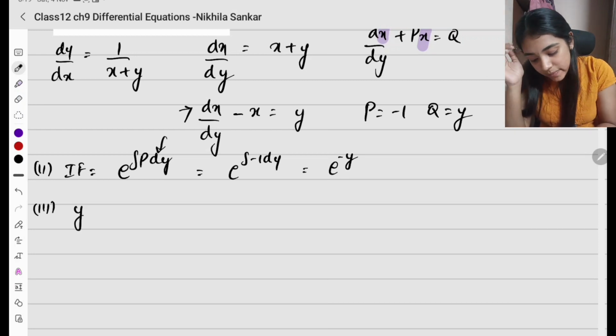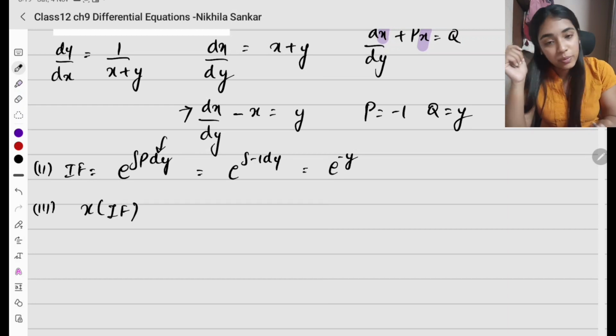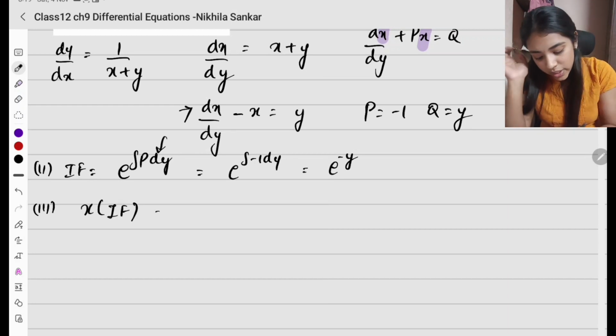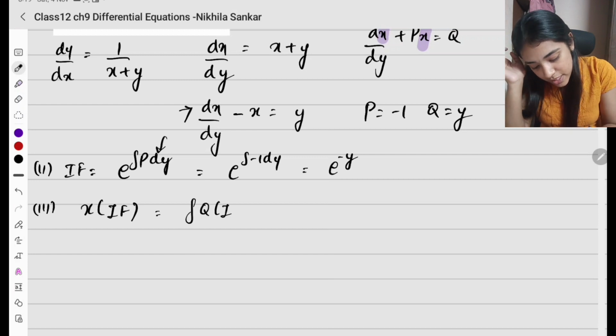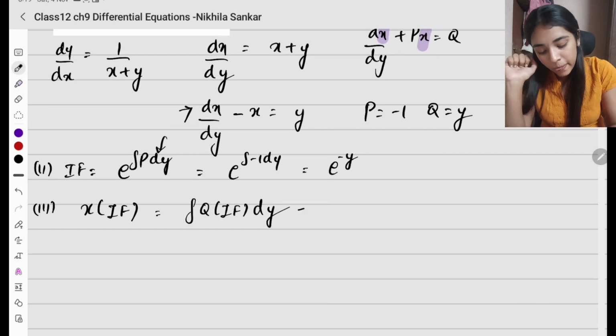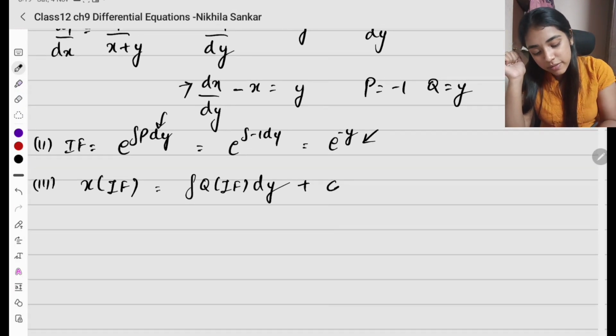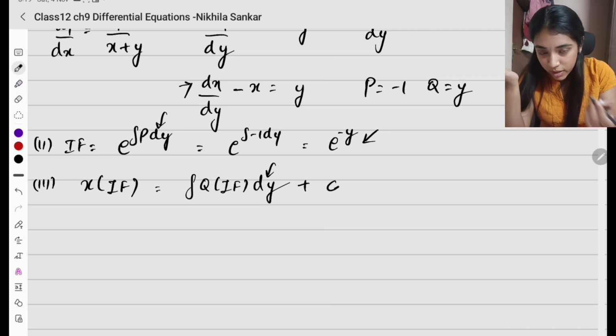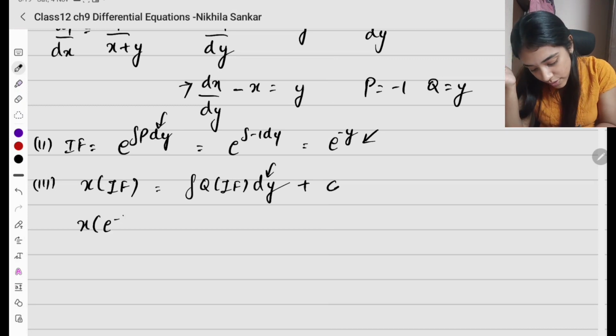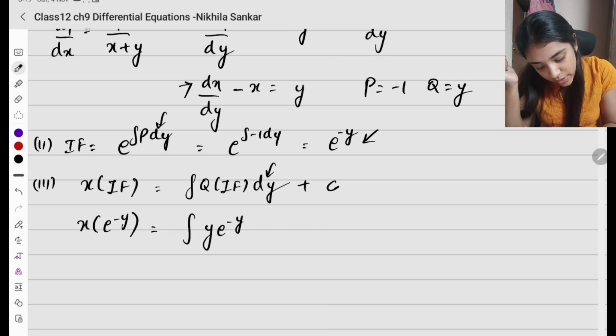Third step, y into integration factor பண்ணாம x into integration factor பண்ணணும். எல்லாமே உல்டா. Okay, equals q times integration factor times dx கிடையாது, dy plus c. Okay, இந்த question பார்த்தாலே தெரிஞ்சிரும். Integration factor is in terms of y. அப்ப dy தானே பண்ணணும், dx பண்ண முடியுமா? முடியாது. Okay, x into e to the power minus y equals q என்ன கிடைச்சது? y into e to the power minus y dy plus c.